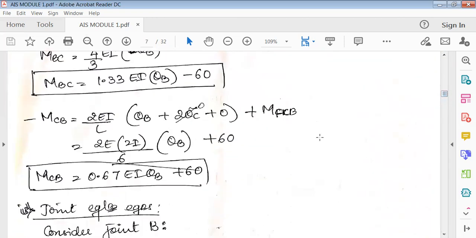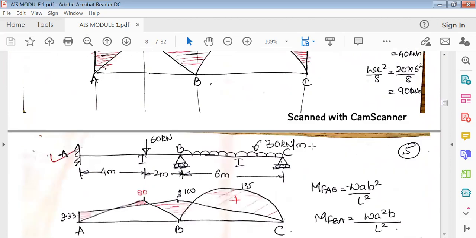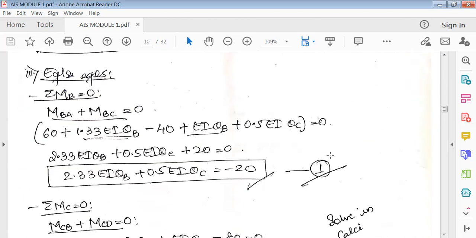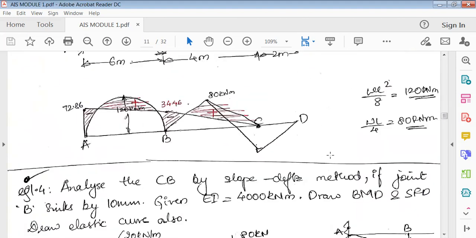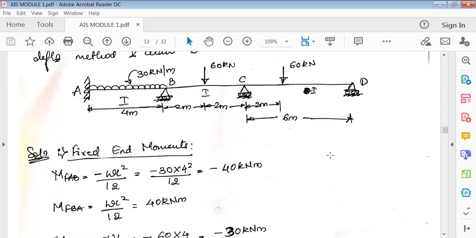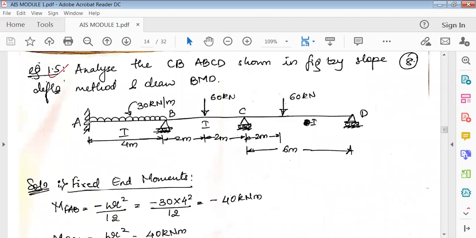Just by seeing the problem, you can analyze whether the rotations exist or not. You can see here, this is a fixed support. At a fixed support there is no rotation, so theta A would be 0. Whereas B, C and D are hinge supports, and because they are hinge supports, there exist theta values. That means there exist theta B, theta C and theta D in the given beam. So there are now three unknowns here, that is three rotations, and you have to find all three.